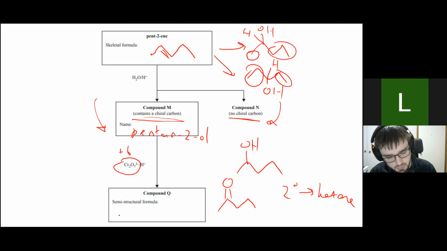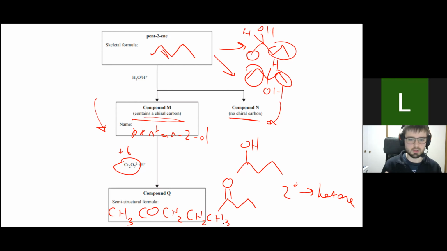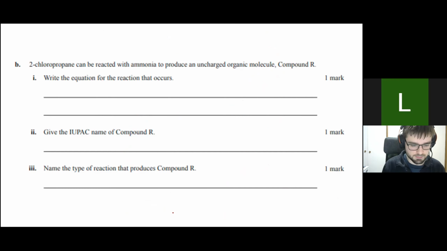And it says semi-structural formula. So going from left to right, I always like to draw out the skeletal formulas, even if I'm doing semi-structural, just so I don't mess it up. So CH3, CO, CH2, CH2, CH3. Semi-structural formulas assume that whoever's reading it can figure out what the bonds are from the amount of hydrogens around. There we go. So another few marks from that question there.